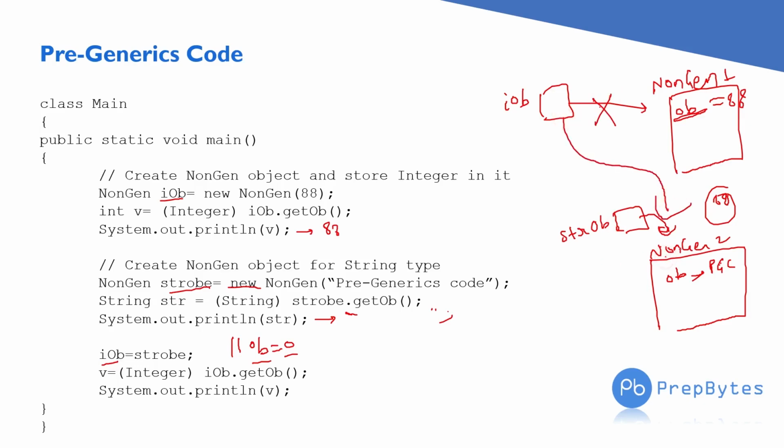Okay, the non-gen2 object. Now from this, when I get ob, it will return me a string instead of an integer. Now I am trying to typecast the string into an integer, so here it will show me an error. So this was the problem. Now let me explain the problem in depth.